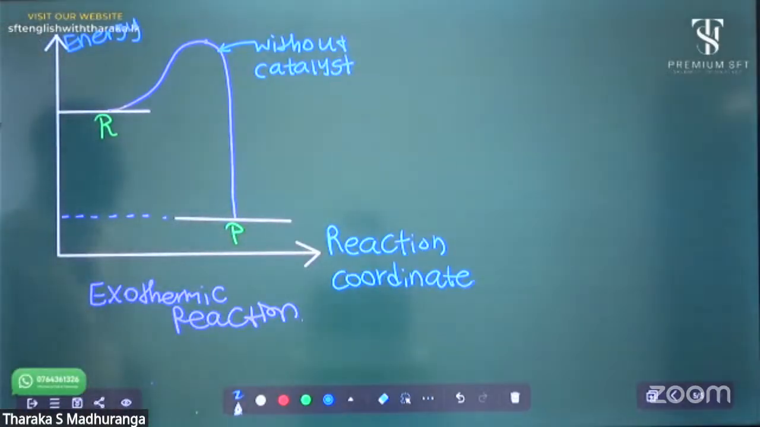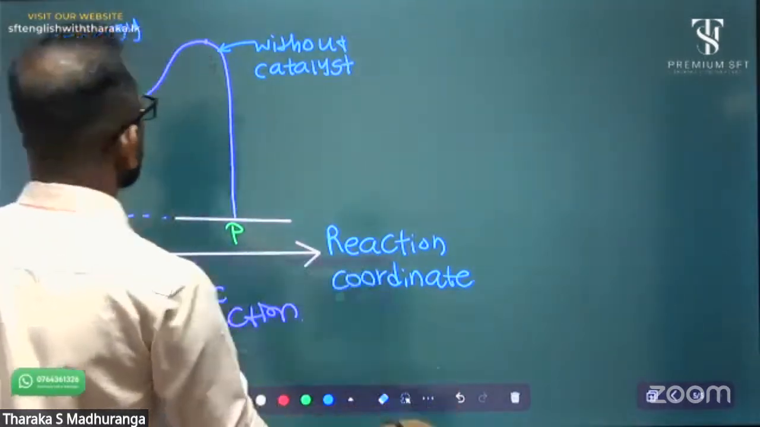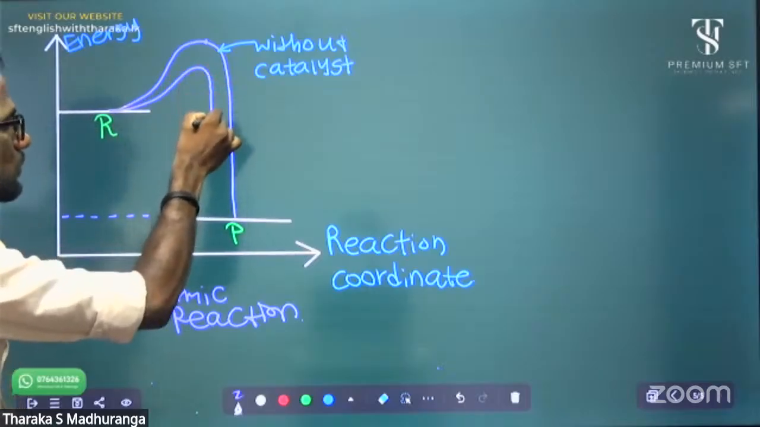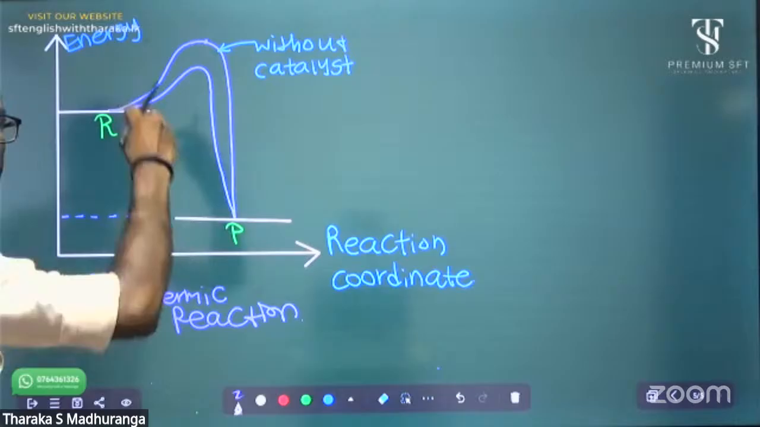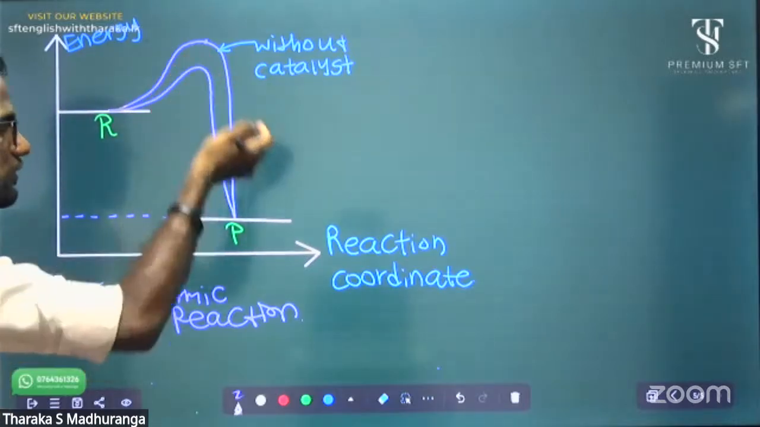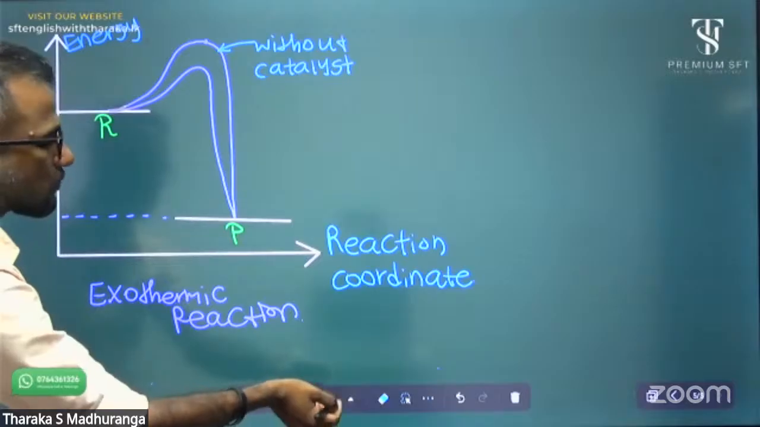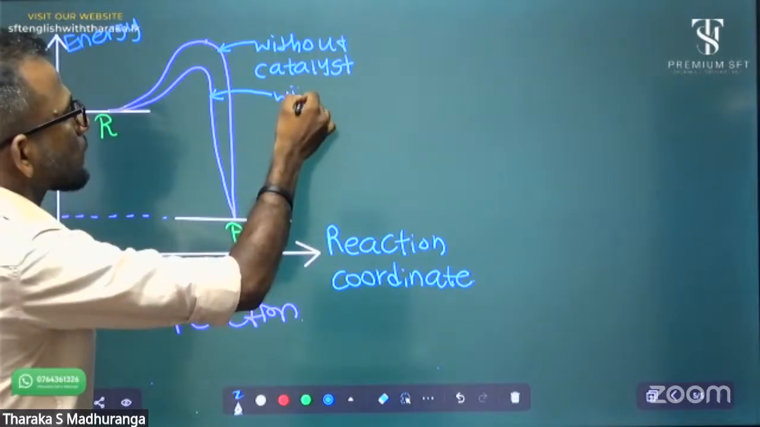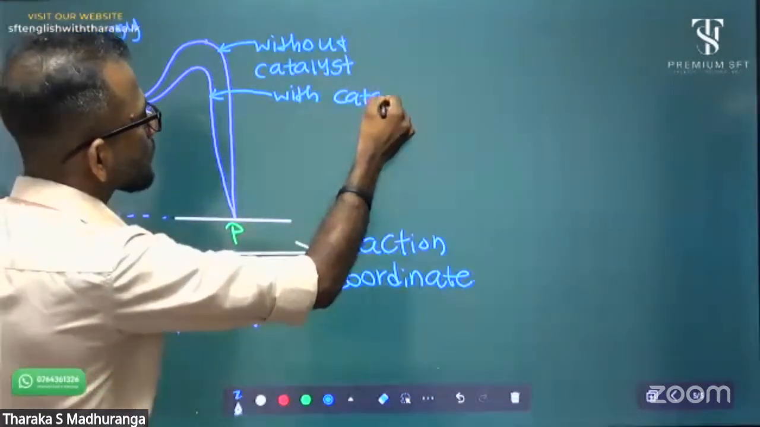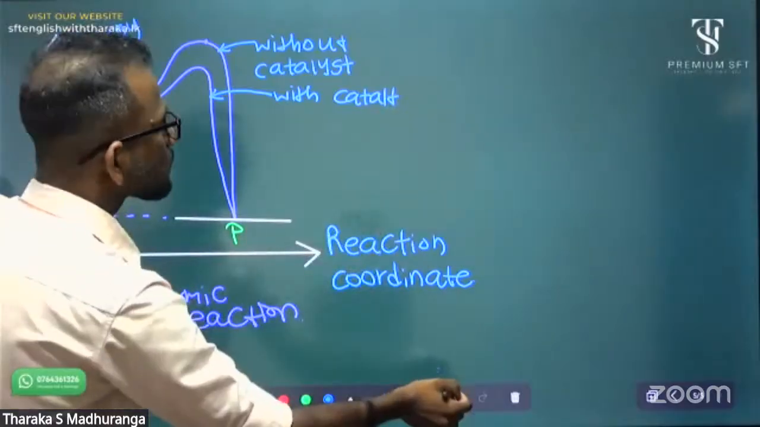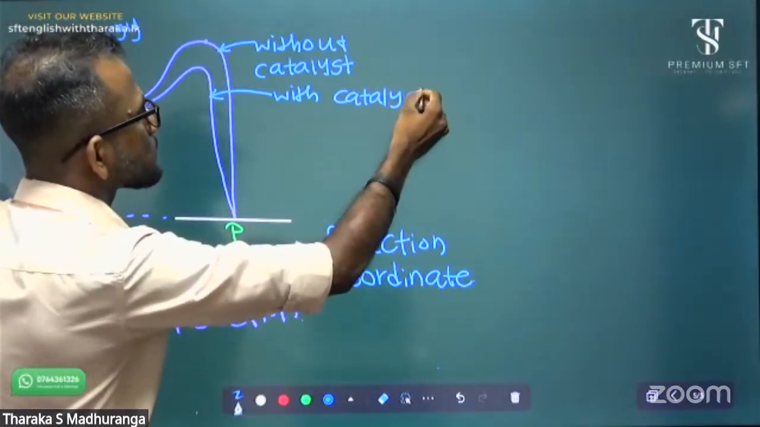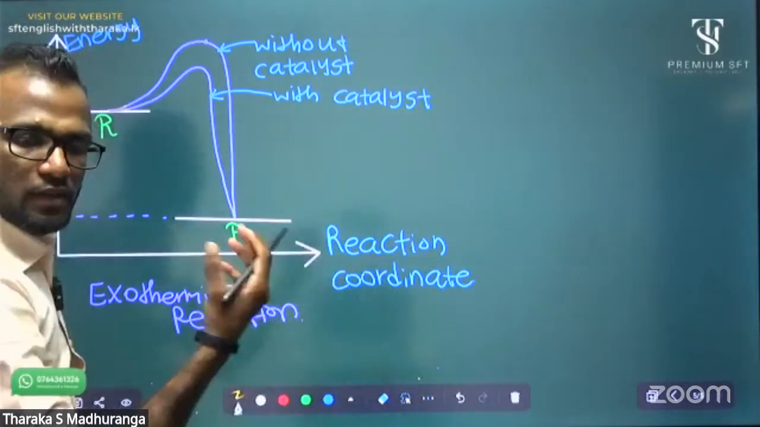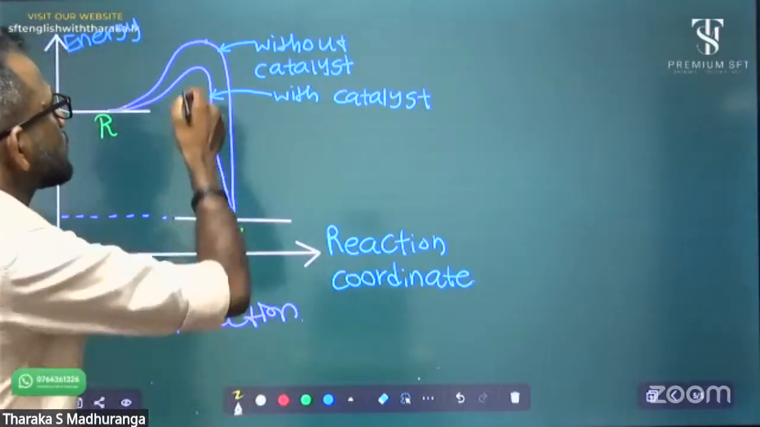Without catalyst. Okay, when we introduce catalyst, what happened? When we introduce any catalyst to chemical reactions, it's producing a new path with less activation energy. This is with catalyst. The activation energy means the minimum energy level of the reactant molecule.